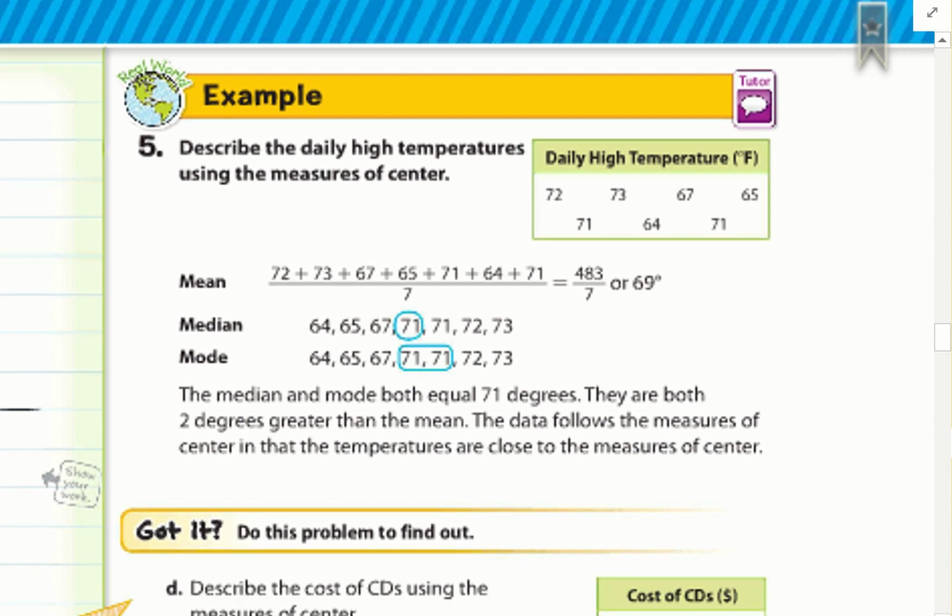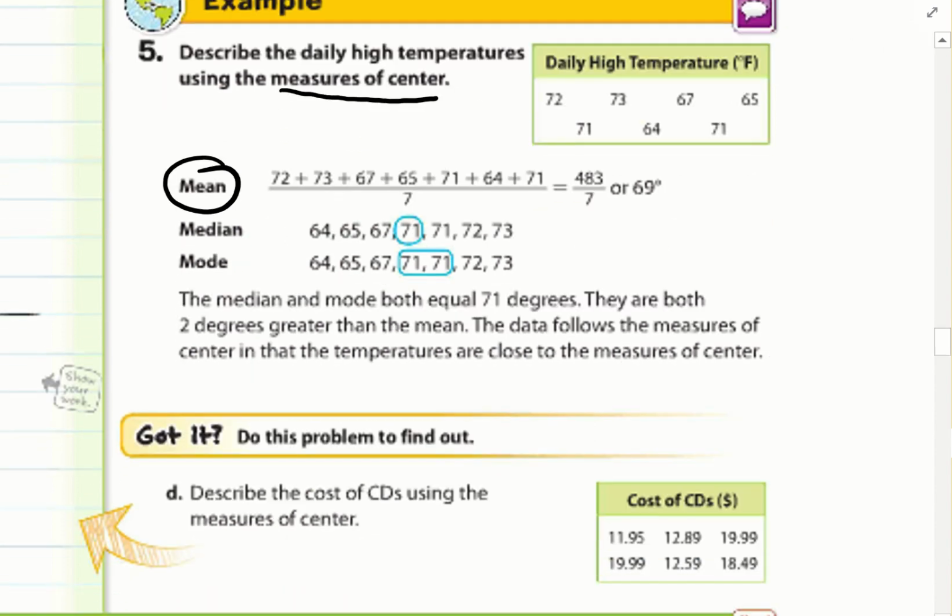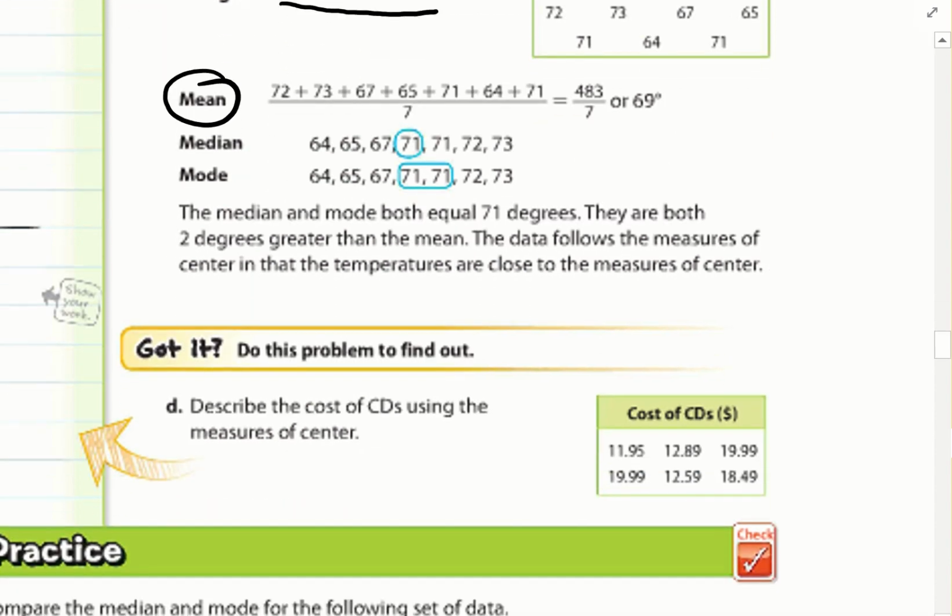Same stuff, find the median. So this is the measures of center, and we have to remember that also includes mean, median, and mode. So we add them all together. We have 7 numbers, so we divide by 7, so the mean is going to be 69 degrees. The median is going to be least to greatest. The median number in the middle is 71. And my mode is the number that appears the most, so it's also going to be 71.